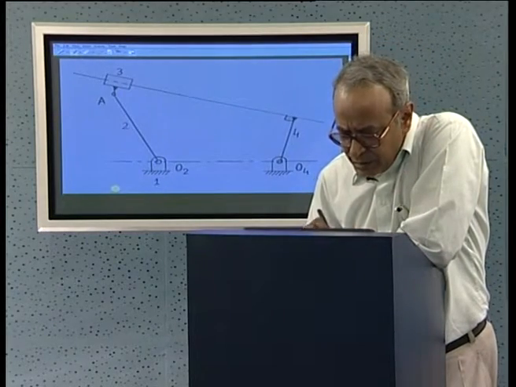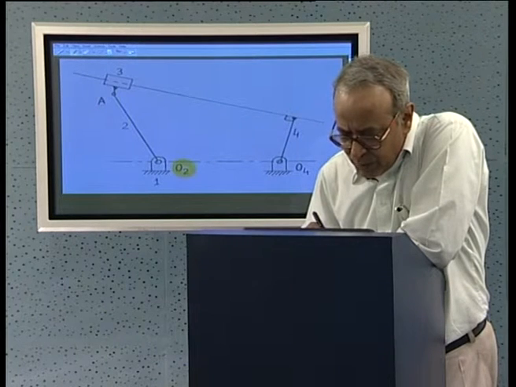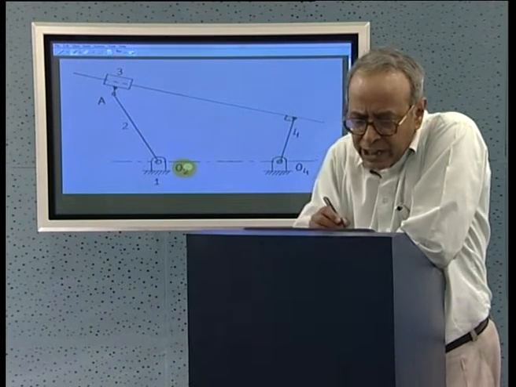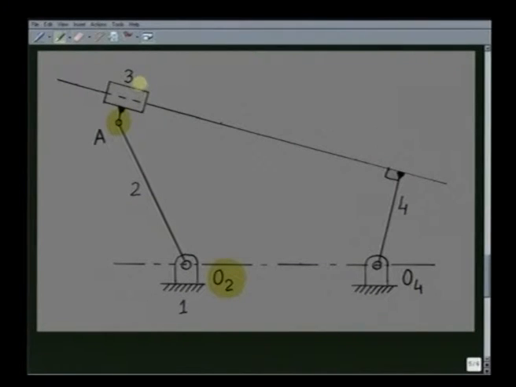Let us now consider this 3R1P mechanism. As we see, link number 2 has a revolute pair with link number 1 at O2 and a revolute pair at A with link number 3, and link number 3 has a prismatic pair with link number 4, and link number 4 has a revolute pair at O4 with link number 1. So, in this 3R1P mechanism, there are 3 revolute pairs at O2, A and O4, and there is a prismatic pair between link 3 and link 4 in this direction.